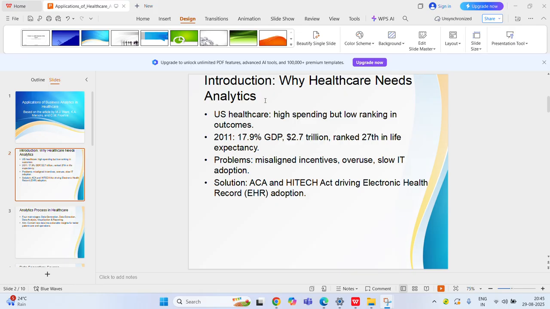Now, of course, there were some problems which the healthcare system was facing, which raise questions regarding the value of the US healthcare system. The first problem was a lack of aligned incentives in the existing fee-for-service system, which promotes consumption of resources and overuse rather than patients' health and well-being.